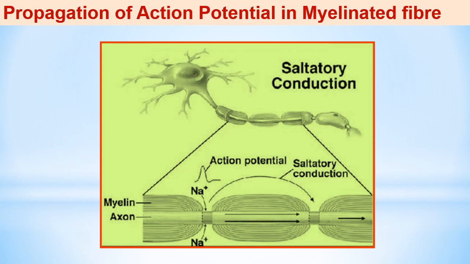So here is the summary of the saltatory conduction. The myelin sheaths form the insulation, and as a result, the sodium ion channels present at the node of Ranvier function and lead to the depolarization process, generation of action potential, and then the spreading of the depolarization from node to node. As a result, another action potential is generated at this next node because of the local circuit of current development.